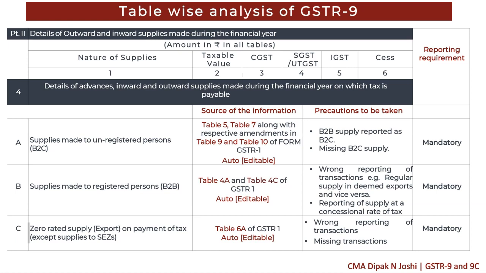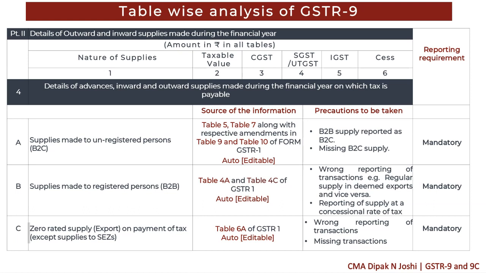Next is table 4C, zero rated supply export on payment of tax, except supplies to SEZ. Now zero rated supply includes export as well as supply to the SEZ. But in table 4C, you are just required to report details of zero rated supply on account of export. Zero rated supply on account of supplies to SEZ will be reported in table 4D subsequently. Now again, source of information of table 4C is table 6A of GSTR 1.